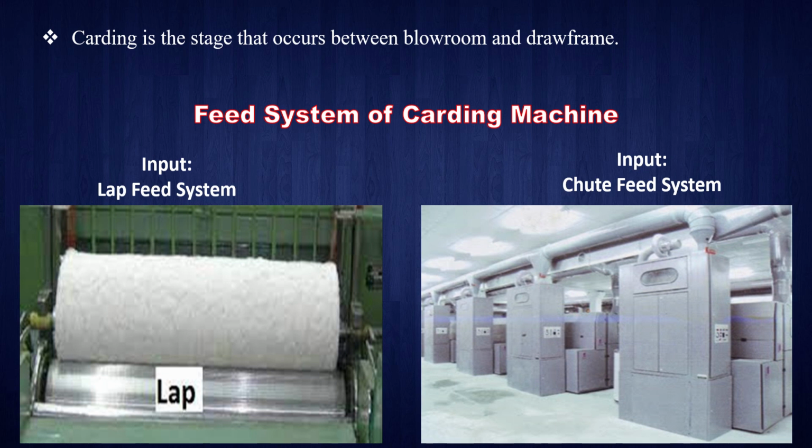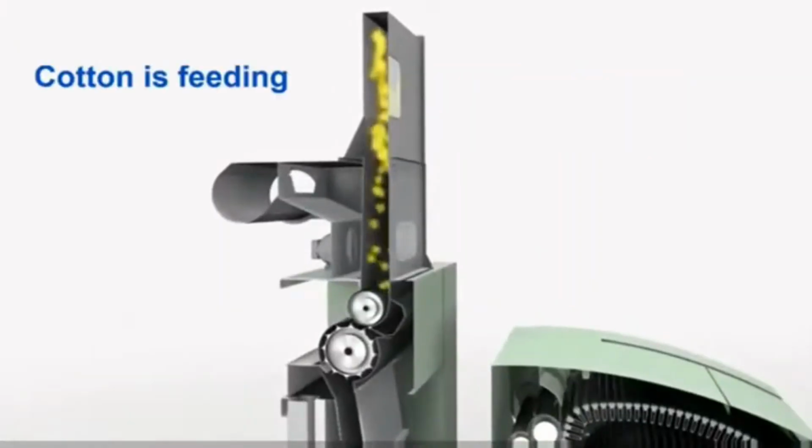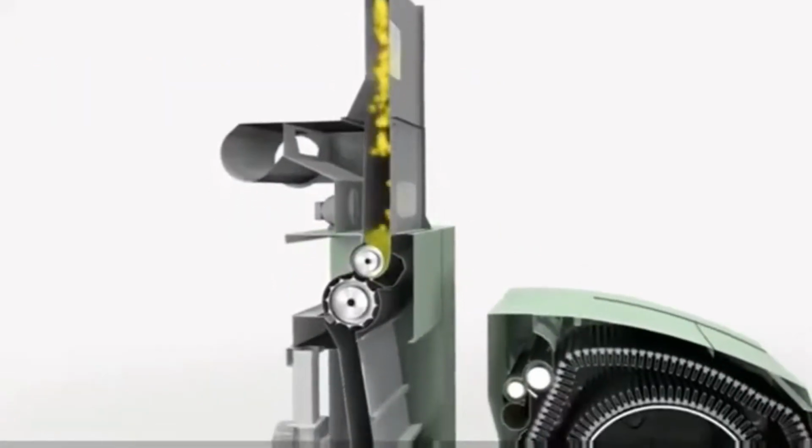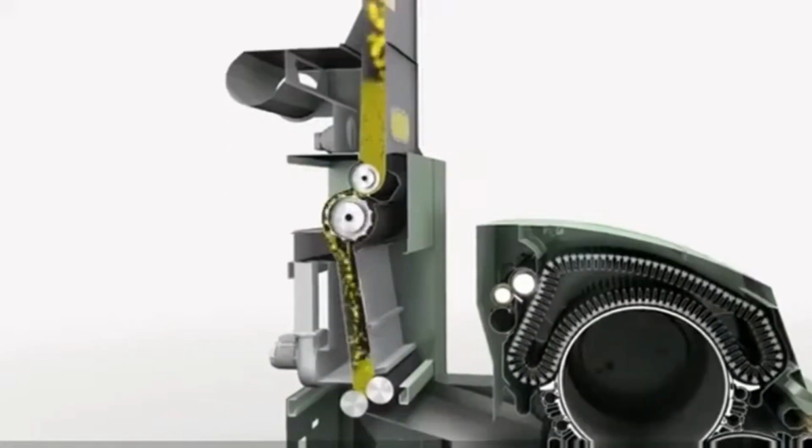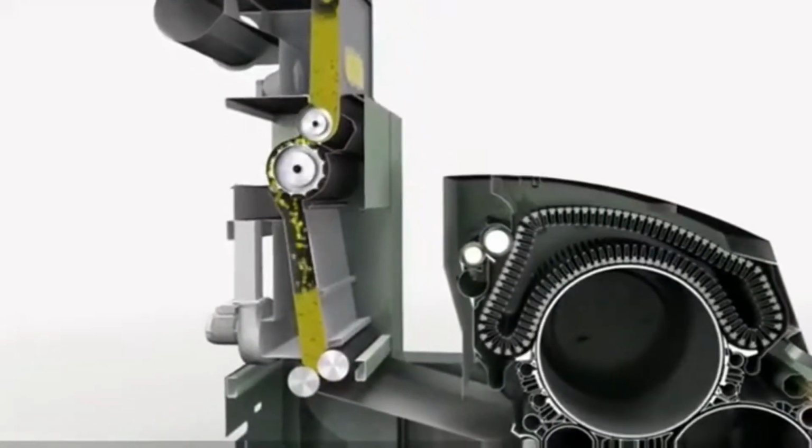The feed system of carding machine is of two types. First one is the lap feed system, in which the sheet of cotton fiber obtained from blow room line is just wrapped over a cylindrical rod. Another system is the chute feed system, in which the small tufts of cotton fiber are directly fed to the carding machine from blow room line by the help of pneumatic means, the pressurized air or suction arrangement, which helps to transfer the fiber from output section of blow room line to input section of carding machine.